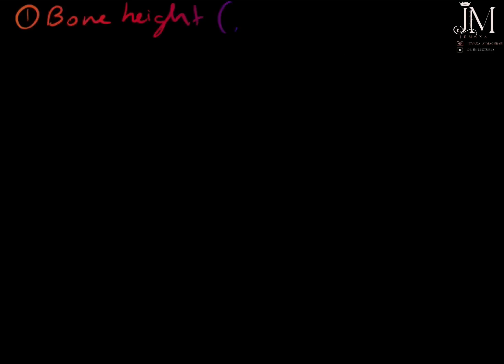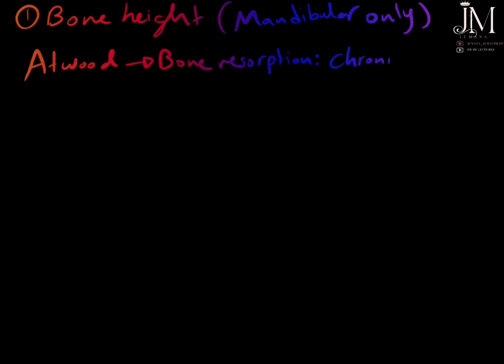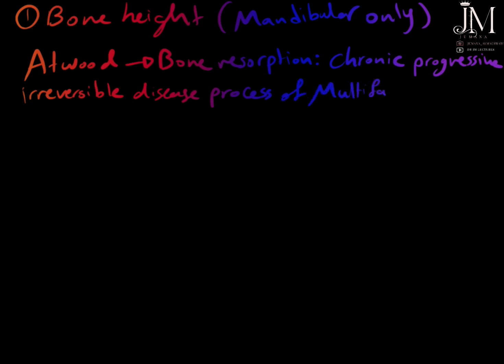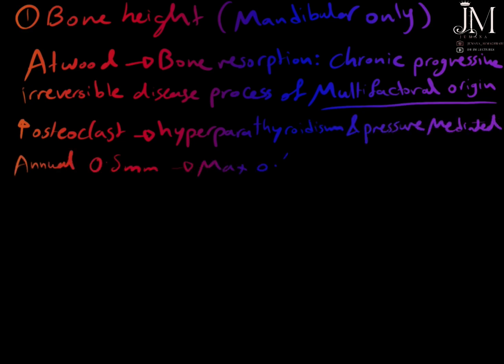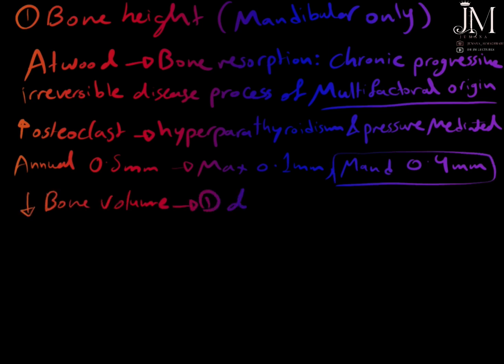Starting with bone height for the mandible, Atwood described bone resorption as a chronic, progressive, irreversible disease process of multifactorial origin. Osteoclast activity increases with hyperparathyroidism and pressure-mediated resorption. The annual resorption is 0.5 millimeter in the maxilla and 0.1 to 0.4 millimeter in the mandible. So the mandible resorbs four-fold compared to the maxilla.